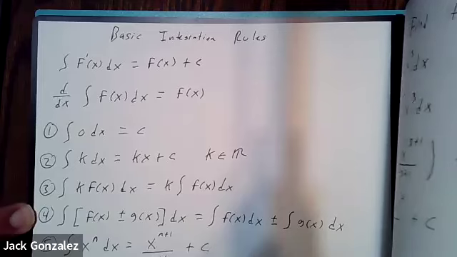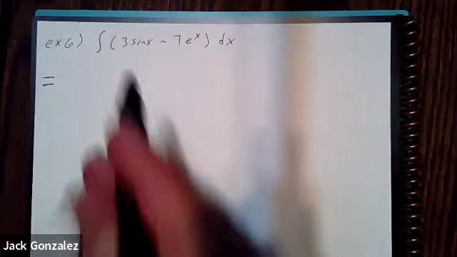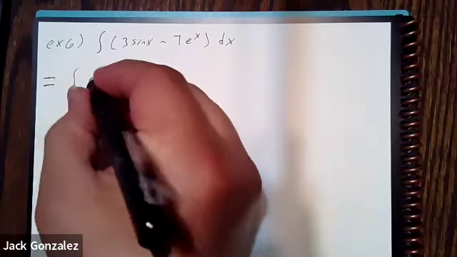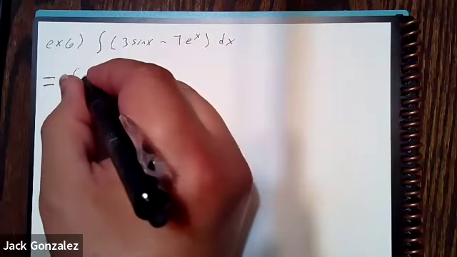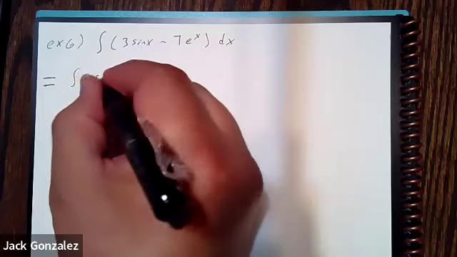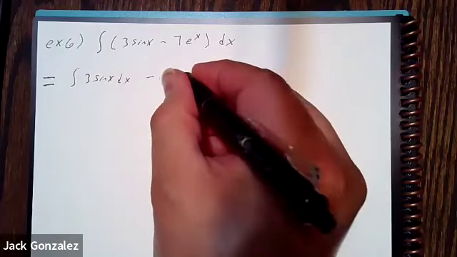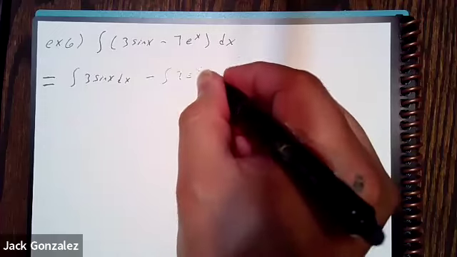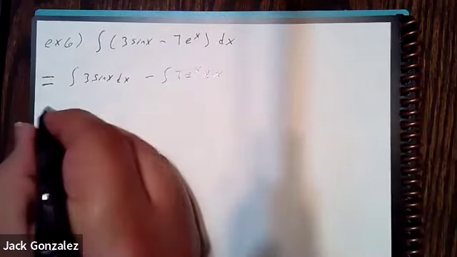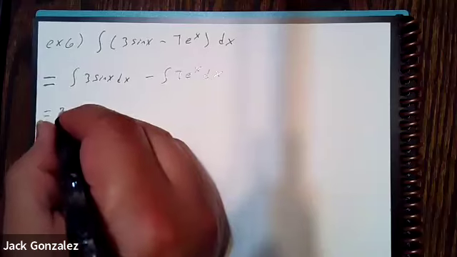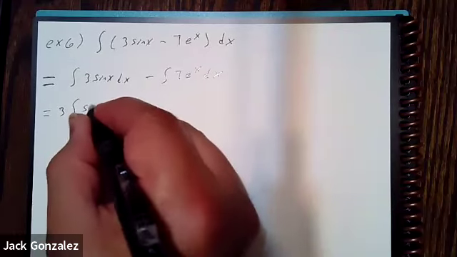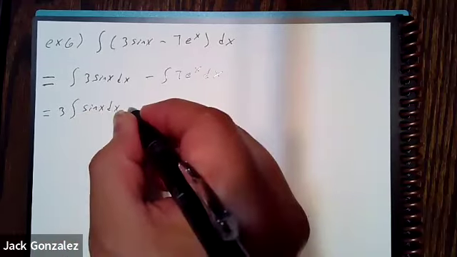Okay. And then I think you're right, we'll have to apply it there. So 3 sine x dx minus 7 e to the x dx. So what is the integral? Pull out the 3 so it doesn't bother us. Pull out the 7.